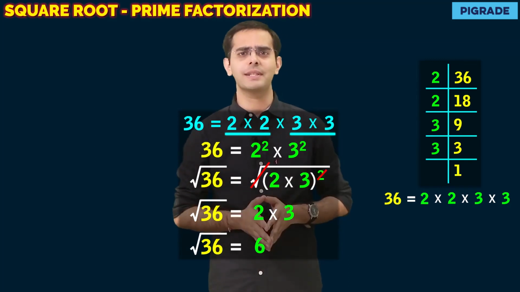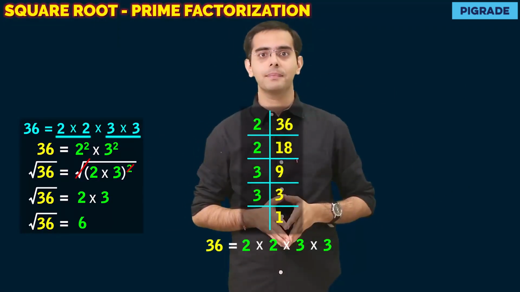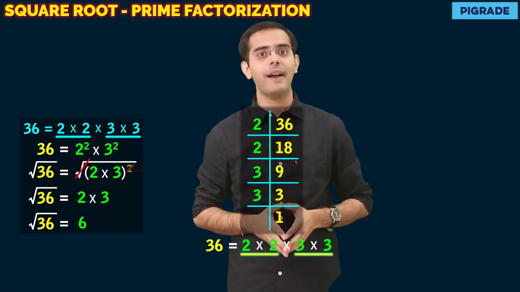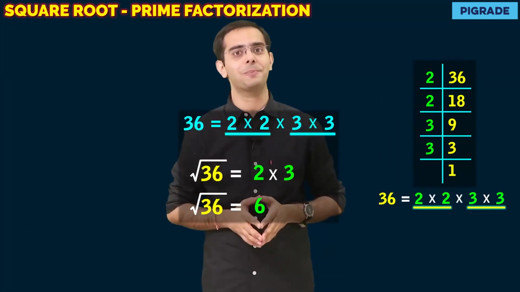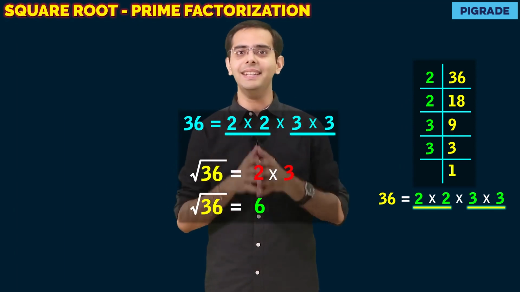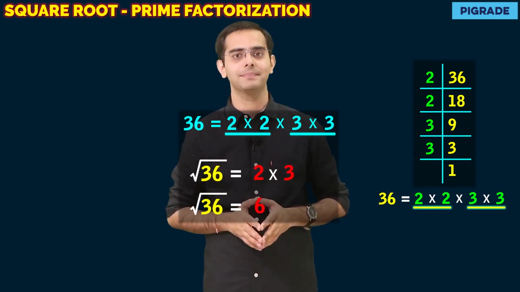So it is easy to find the square root of a number through the prime factorization method. You just have to follow some simple steps. So first we'll find the prime factorization of the given number. Then we'll pair the prime factors. After this, we'll take one factor from each pair. And then finally, we'll multiply them to get the square root of the given number. Okay, can you now find the square root of 256 through this method?